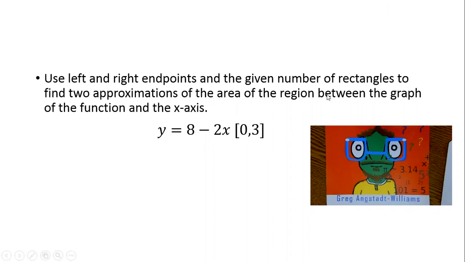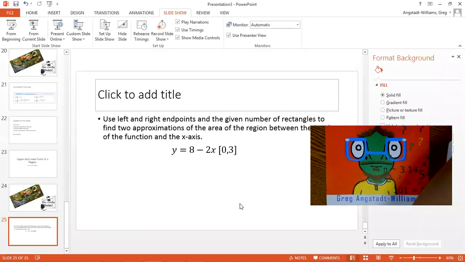So the problem we're going to look at today is they want us to use left and right endpoints in the given number of rectangles to find two approximations of the area between the graph of the function and the x-axis. The function they gave us was 8 minus 2x. And they want it over an interval from 0 to 3, and they want 6 rectangles, right? 6 rectangles.